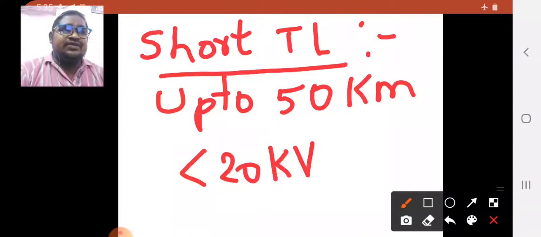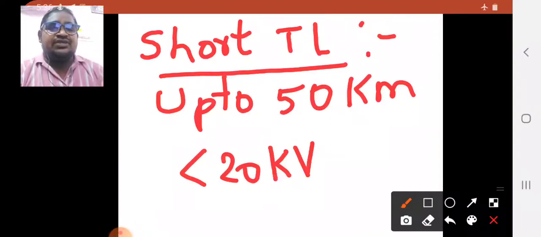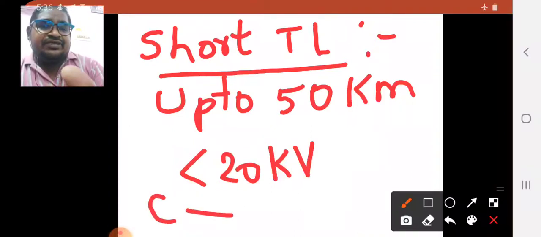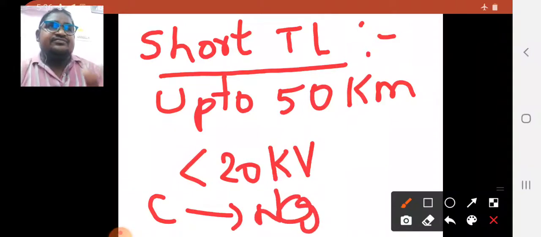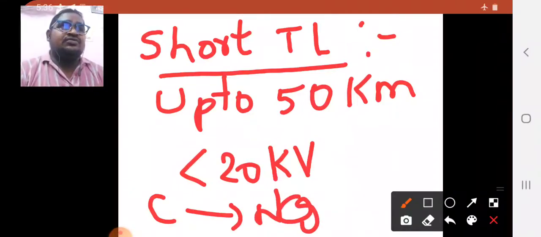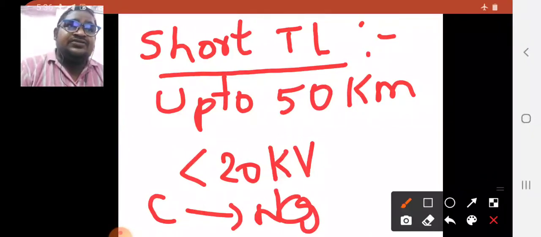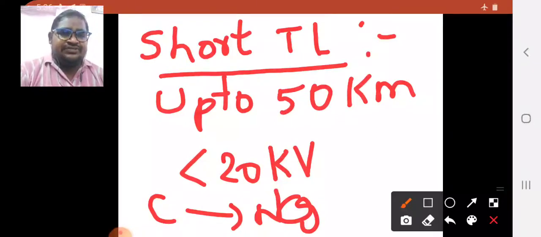Here the length is very low and the operating voltage is also very low. So the effect of capacitance is small and hence can be neglected. In the case of a short transmission line, the capacitance effect is neglected due to the smaller length and smaller voltage. Therefore, while we are studying the performance of the short transmission line, only the resistance and inductance of the line are taken into account. So this is for the short transmission line.